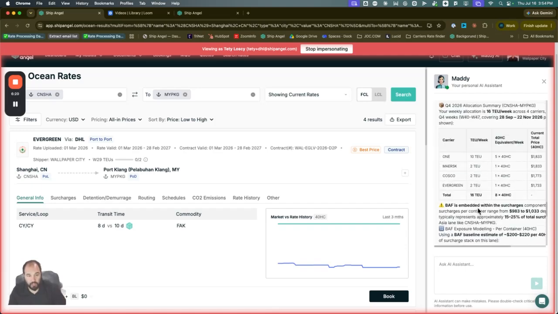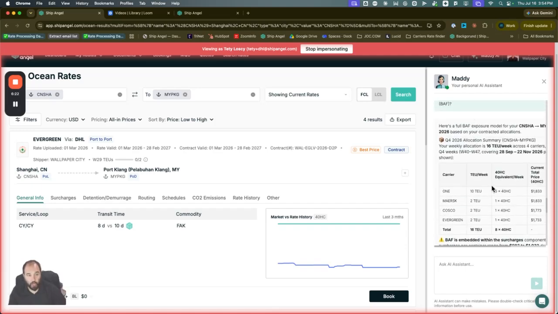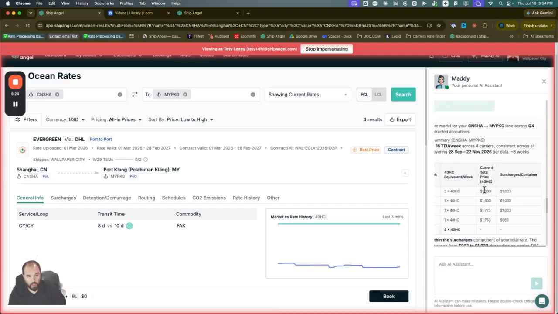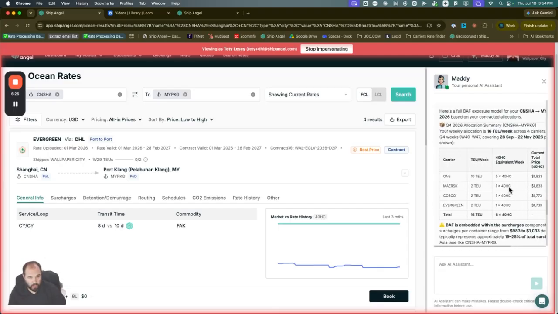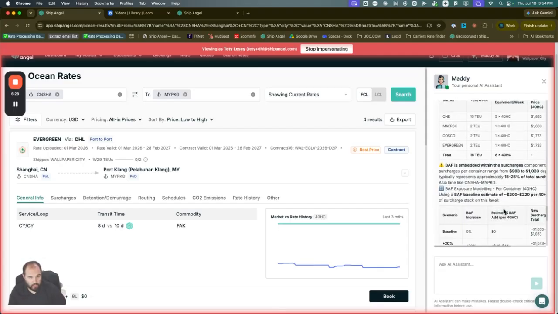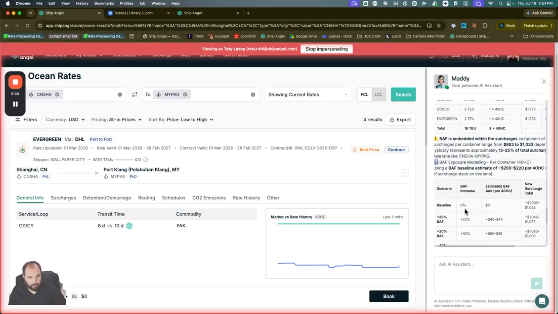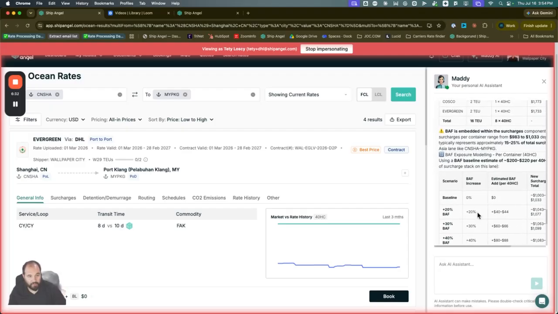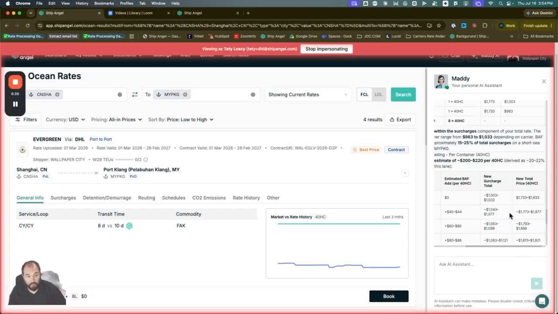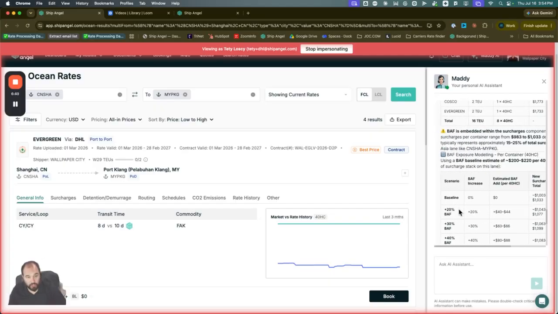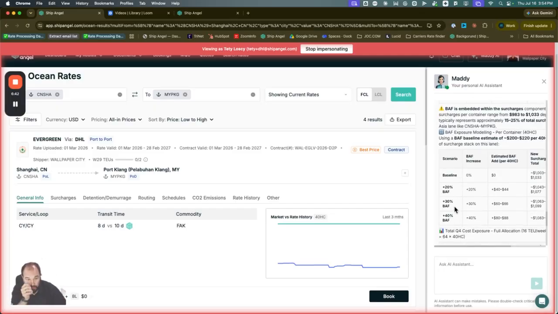And so based on what she's able to present, here is a lot of information. But ultimately here, the BAF value, here we go. So a 20% BAF increase is about $40 per high cube. That amount here gives you a new total surcharge and a new total price on different scenarios.